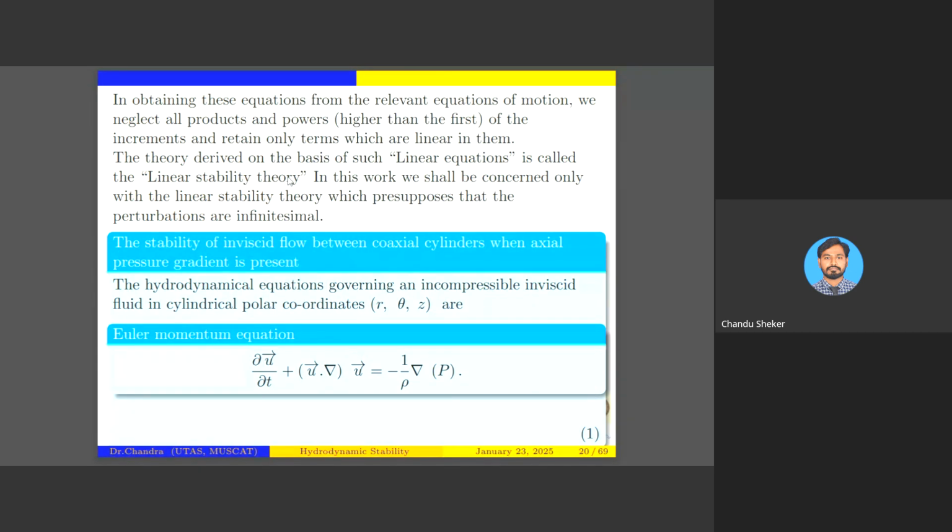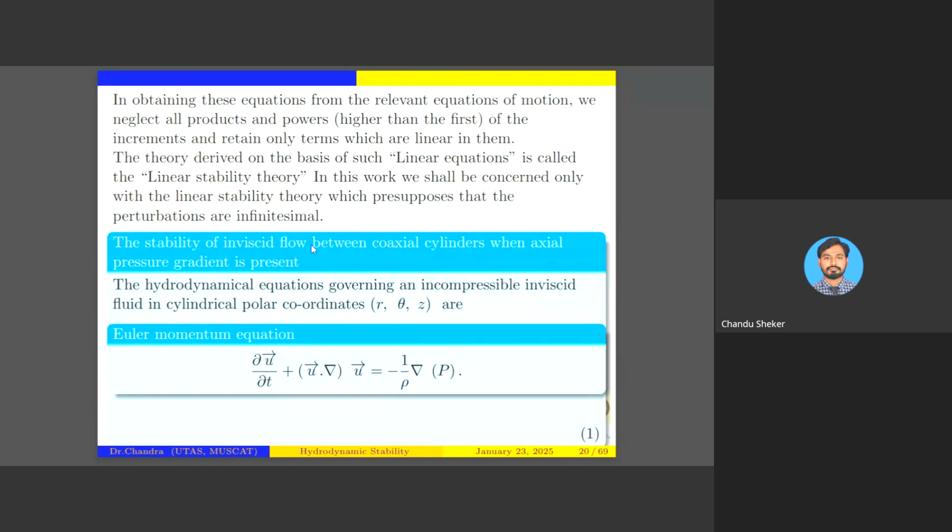So we are taking only linear stability theory, means we are neglecting all the non-linear terms of the increments, all the products and higher powers than the first of the increments. And we are assuming that the increments or disturbances, we can say perturbations, are very small, we can say infinitesimal. So this concept we can use to model the problem. Now let us come to my problem here.